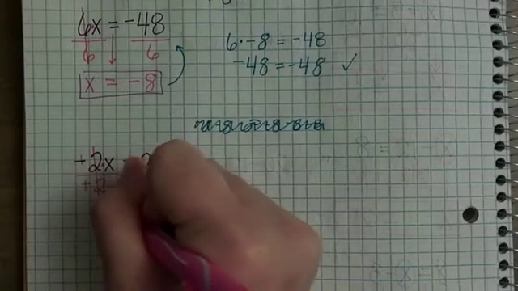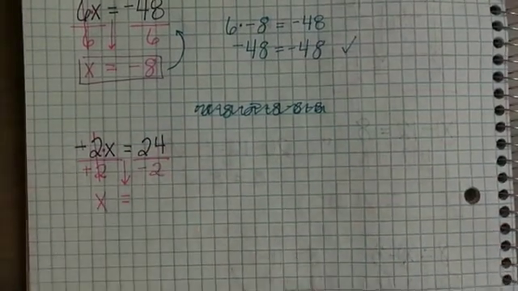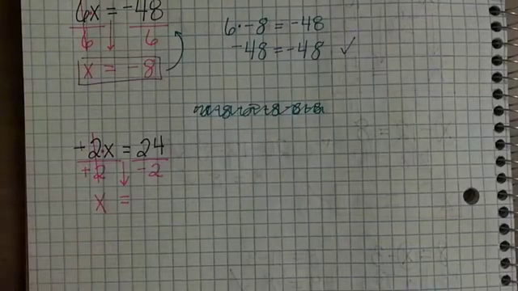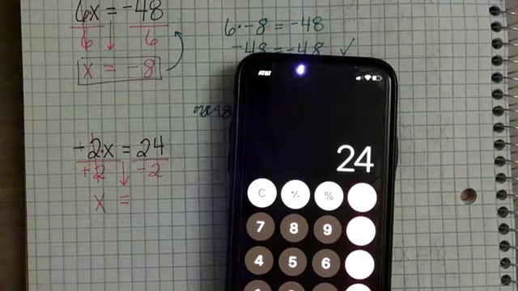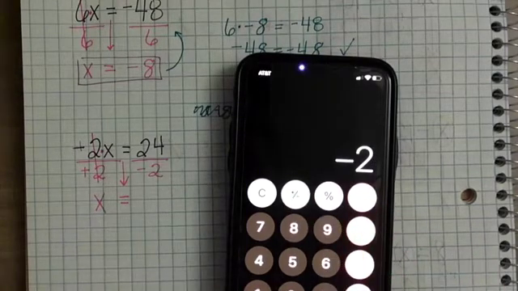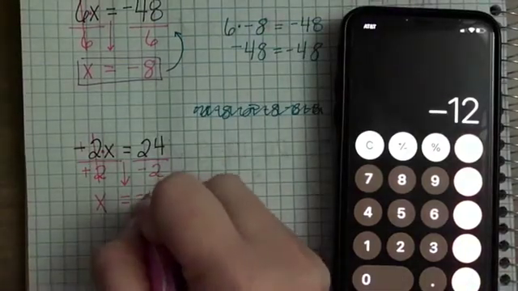Bring down your equals, and then we have 24 divided by negative 2. So notice the 24 is positive, divided by 2, and it's a negative 2, so that would be negative 12.